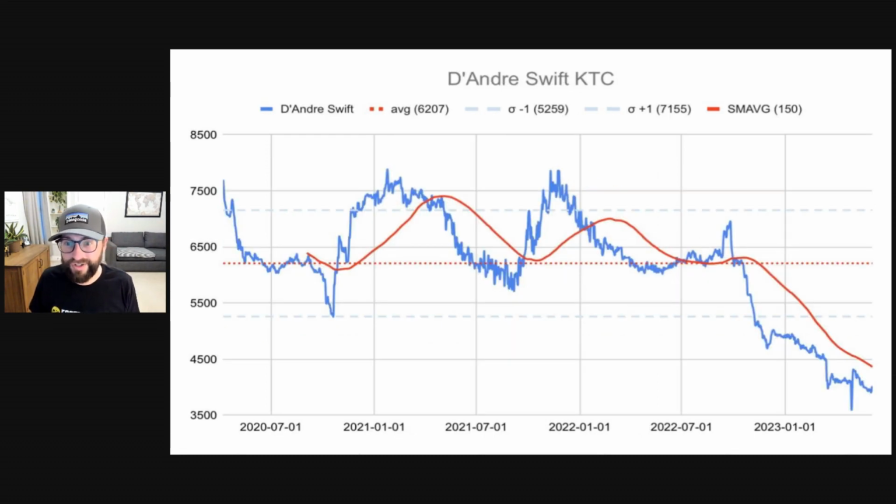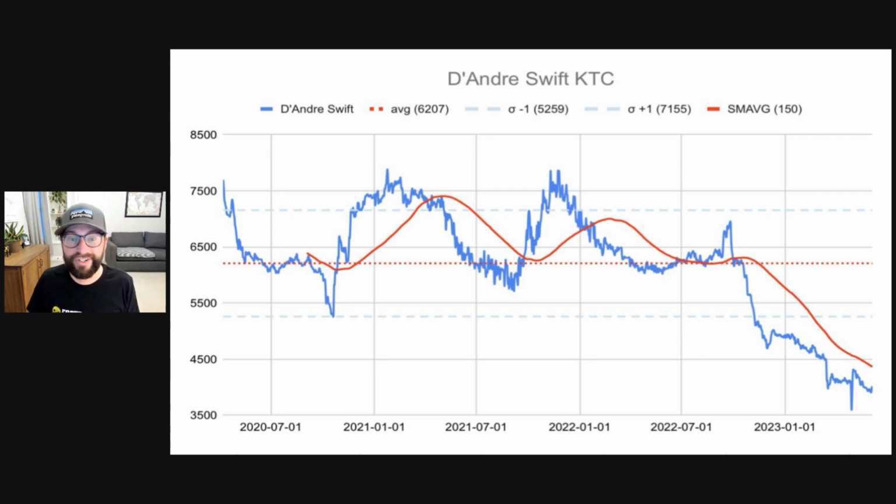The next chart here is DeAndre Swift. I mentioned at the beginning we upgraded DeAndre Swift with this new Dynasty Investor series. Swift does look like the buy of this cluster, so we added him to the top pick list. We're actively trying to acquire him for the 2023 season. His price target, based on all the work that we did, is around 4,800 KTC, which represents 20% upside.